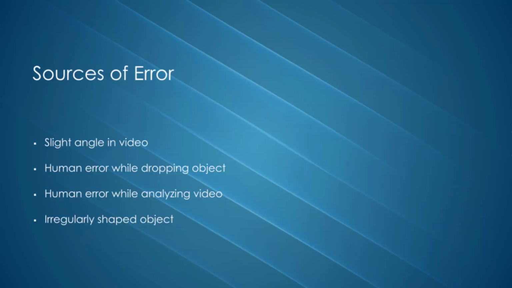There may be some potential sources of error. The video was taken at a slight angle. There may have been human error while dropping the object. There may have been human error while analyzing the video. And also, our object was irregularly shaped. It was just a crumpled up ball of paper. This means the drag may have been different depending on how it was oriented.